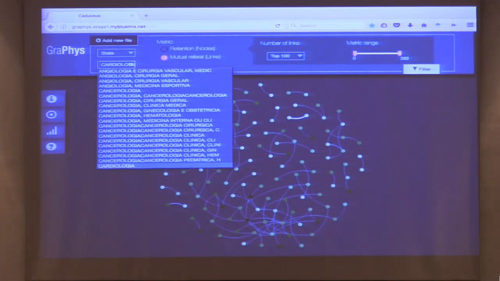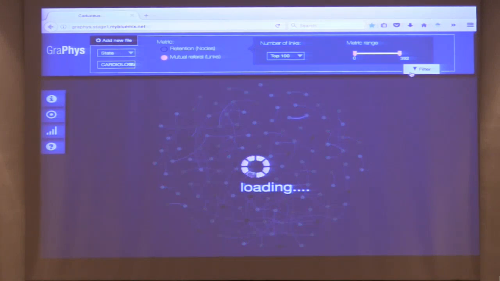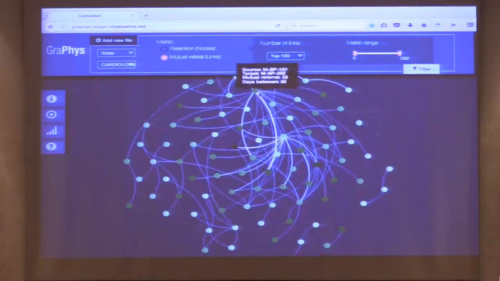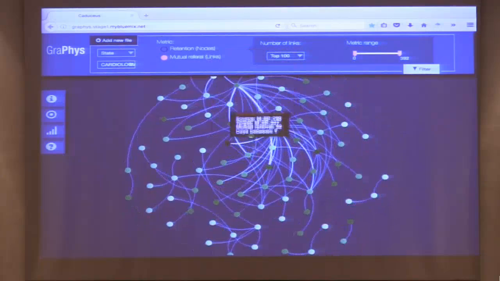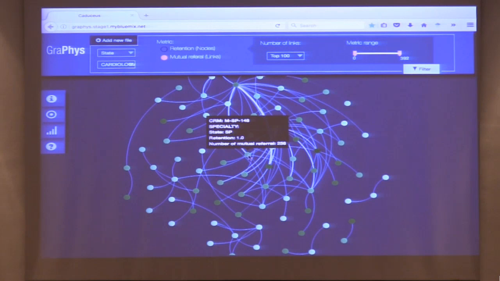So if you go, for example, to cardiologist, we will see that we have a big node here connected with several other doctors. Specialty was a very difficult thing because a physician could have more than one specialty, but in the health insurance company, they are registered with just one. And we have just 30% of specialty in the database; most are empty.